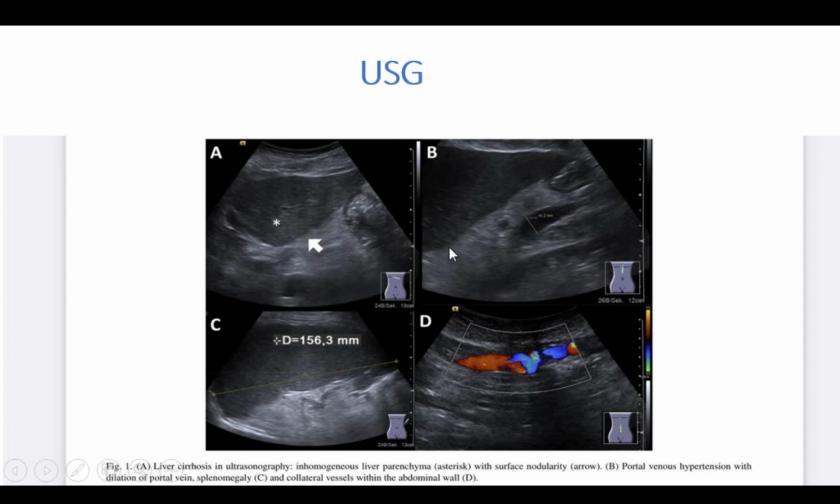The other one here shows portal vein dilatation, which happens in liver cirrhosis, as a complication of liver cirrhosis. The normal diameter is 13 millimeters, but here it is 14 millimeters. And here, this is the spleen showing splenomegaly. Also, this is a Doppler showing recanalization as a complication of liver cirrhosis.